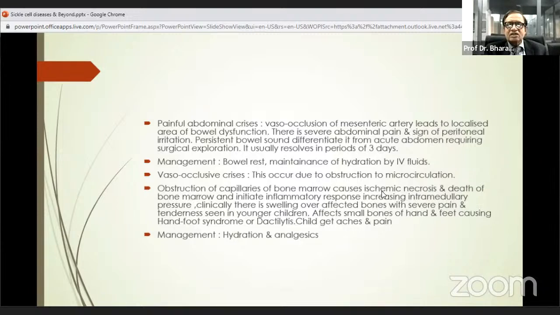Vaso-occlusive crisis occurs due to the obstruction of microcirculation. An obstruction of the capillaries of the bone marrow causes ischemic necrosis and death of bone marrow and initiates an inflammatory response, increasing intramedullary pressure. Clinically there is swelling over the affected bones with severe pain and tenderness, seen in younger children. It affects small bones of the hands and feet, causing dactylitis and hand-foot syndrome, and the child gets aches and pain. Management of this vaso-occlusive crisis is hydration and analgesics.